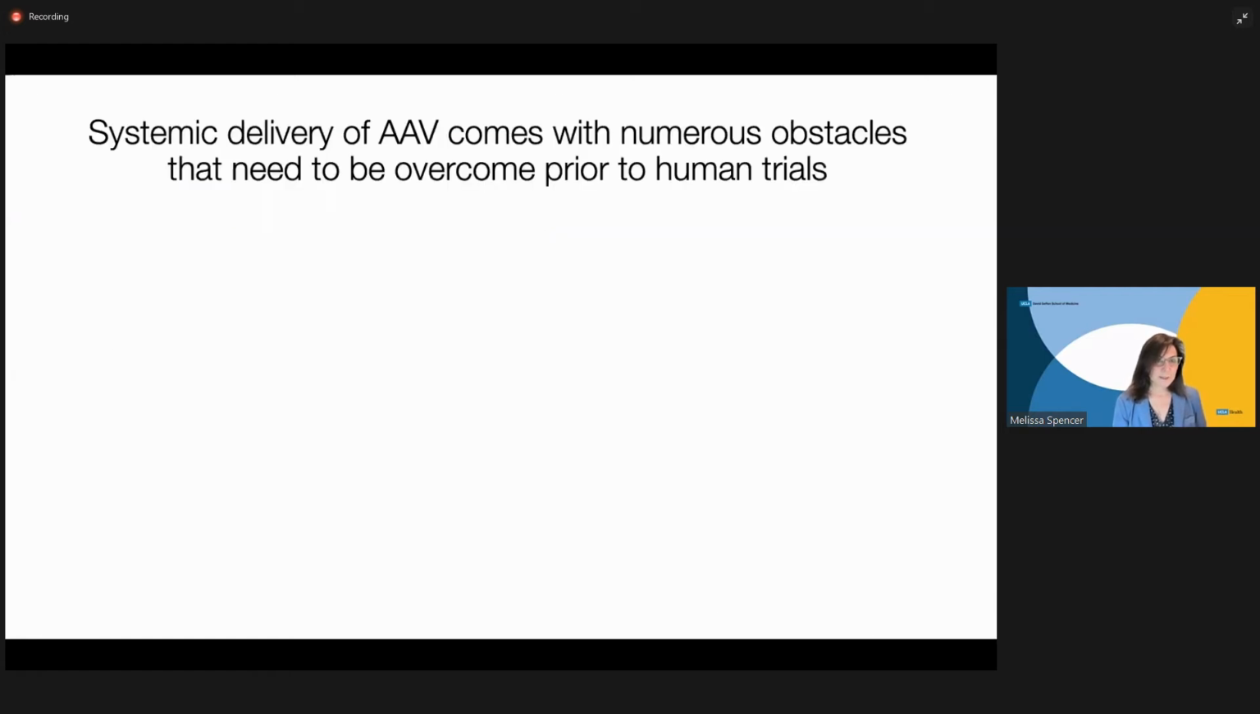So it seems that the best way that we can improve our therapy is by improving the AAV vector and some of the conditions under which it will be delivered.